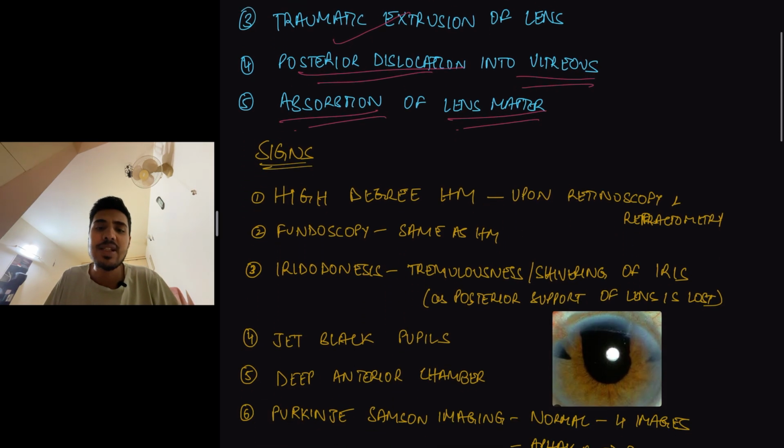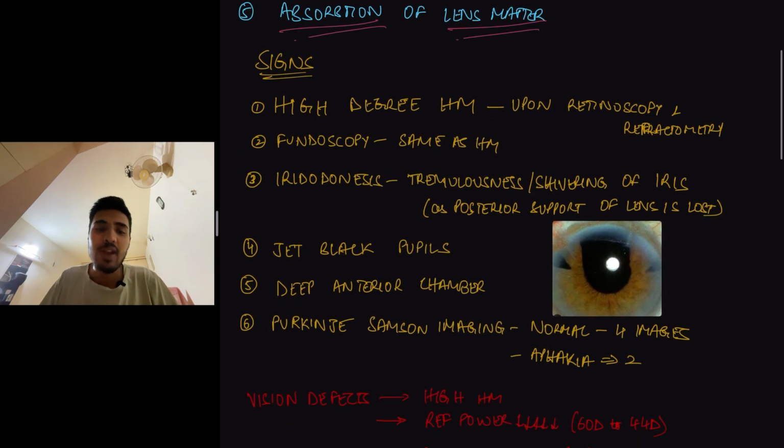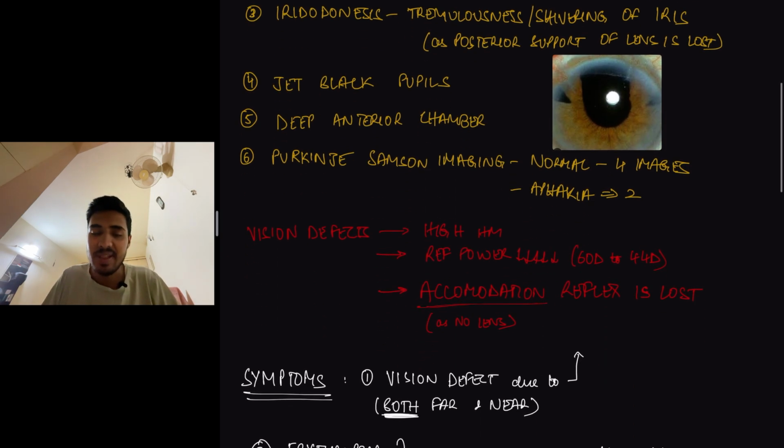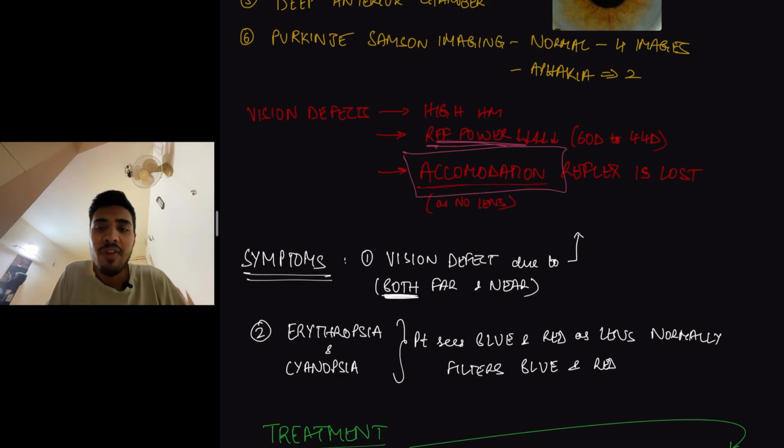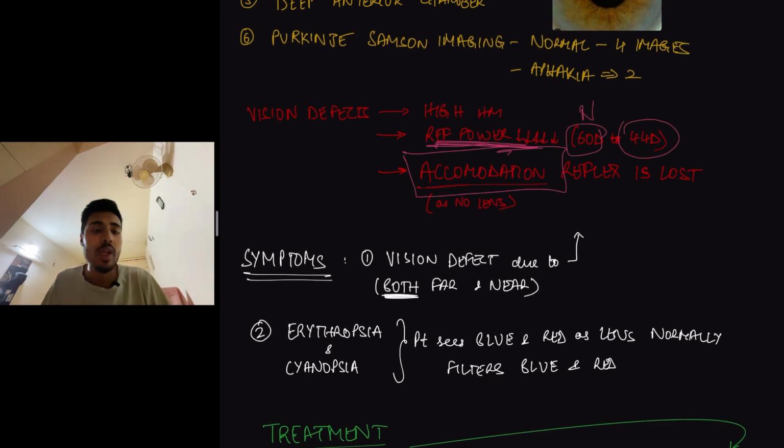Now, first let's look at the signs. Usually we go symptoms and signs. Okay, let's do symptoms and signs. See, think about it. The patient has no lens. So when the patient has no lens, accommodation reflex is absent. And also, the lens forms a very important converging part of the eye. So when there is no lens, the refractory power of the eye reduces significantly. If normally it is 60 diopter, now it becomes 44 diopters, 45 diopters, because the lens itself is absent, right?